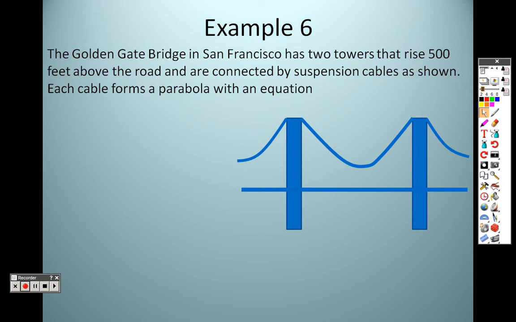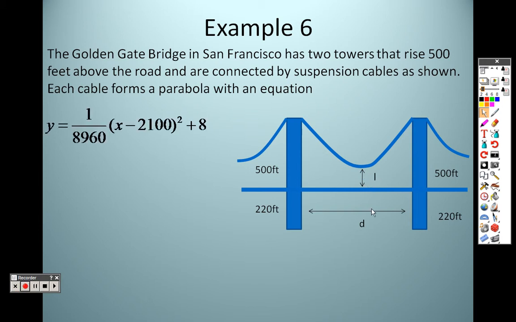The Golden Gate Bridge in San Francisco has 2 towers that rise 500 feet above the road, right? So they rise 500 feet above the road and are connected by a suspension cable as shown. Each cable forms a parabola, so notice the parabola there that's formed. We also know that it's 220 feet there below as well, and the distance is what I'm trying to find in between them. I also want to try to find out what that is, and we'll call that there an L. So each cable forms a parabola with an equation, and here it is. So we have the equation.